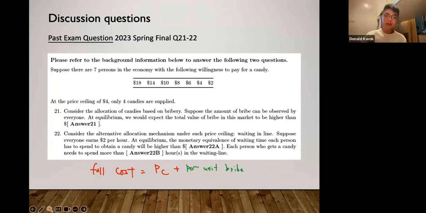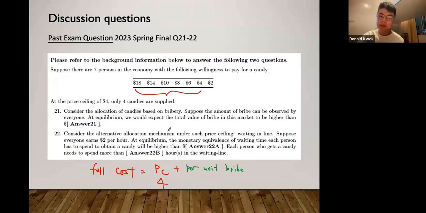Okay, so let's start with question 21 to find out the total value of bribe in this market. So likely you may think that the per unit bribe required is 8 minus 4, right? However, we do not need the per unit bribe to be $4 at large. Why? With the effective price ceiling at $4, there will be quantity demanded of 6, right? All these 6 buyers are willing and able to buy, while the quantity supplied is only 4. This means that there will be excess demand in the market.